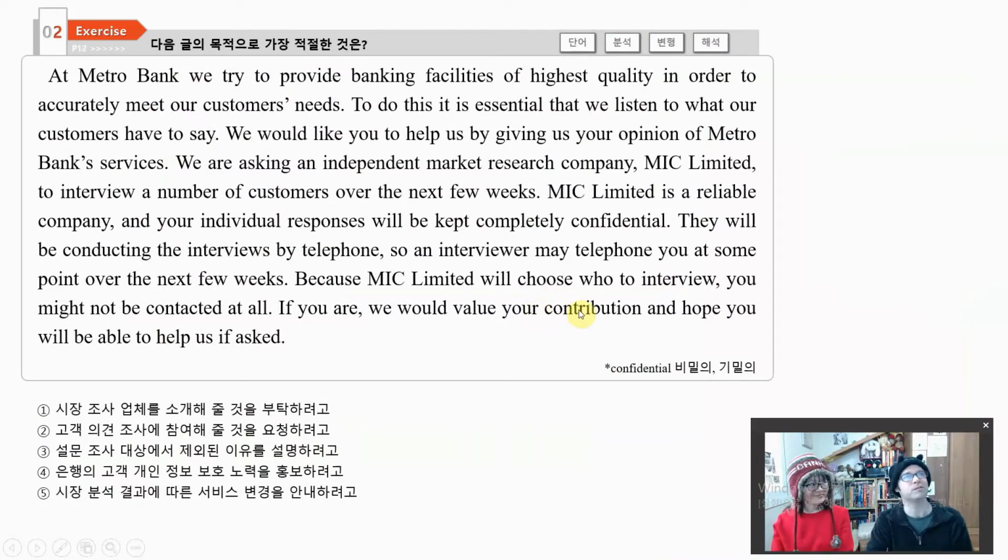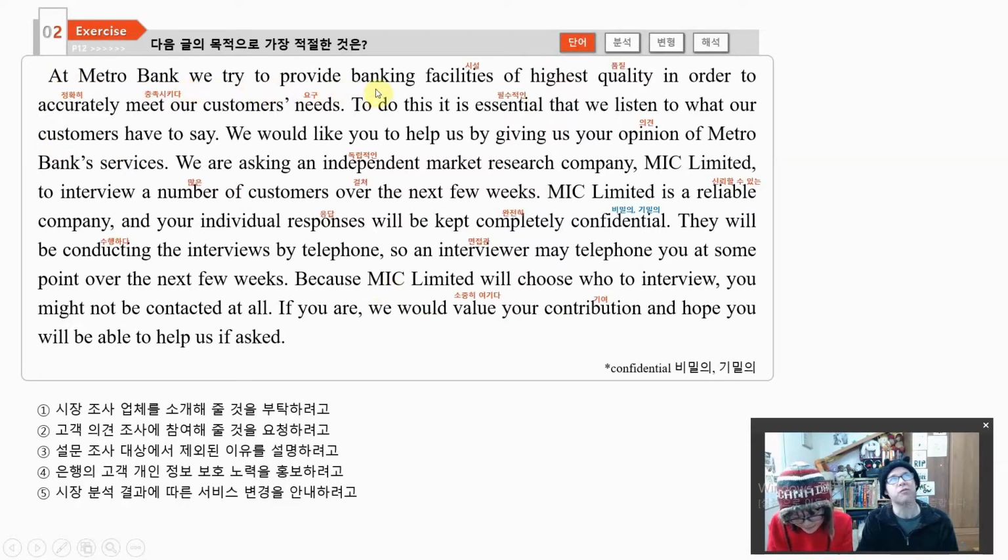Number 2. So first of all, with the vocabulary on, can you read the text? Absolutely. Let's see. At Metro Bank, we try to provide banking facilities of highest quality in order to accurately meet our customers' needs. To do this, it is essential that we listen to what our customers have to say. We would like you to help us by giving us your opinion of Metro Bank's services.